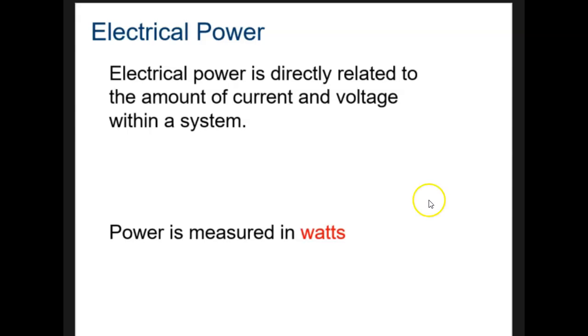Electrical power is directly related to the amount of current and voltage within a system, and power is measured in watts. In order to calculate power, P is equal to I times V.